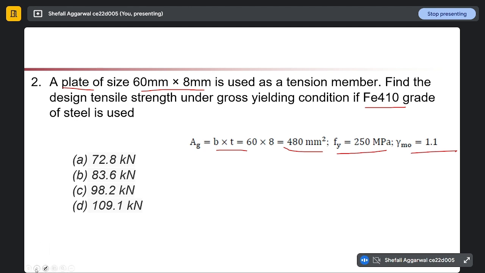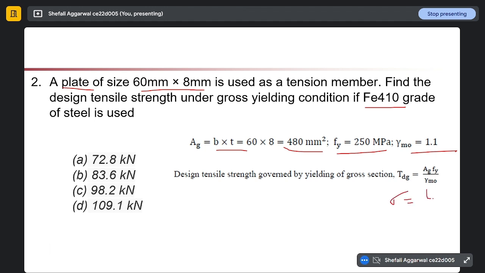Now what we have to calculate? We have to calculate our design tensile strength under yielding condition. So design strength under yielding condition will be given by area into Fy upon gamma m0, right? Stress is equal to load upon area, so load will be stress into area and divided by a factor of safety. So Ag we have calculated 480, Fy is 250 and gamma m0 1.1. So our design strength will be 109.1 kN.